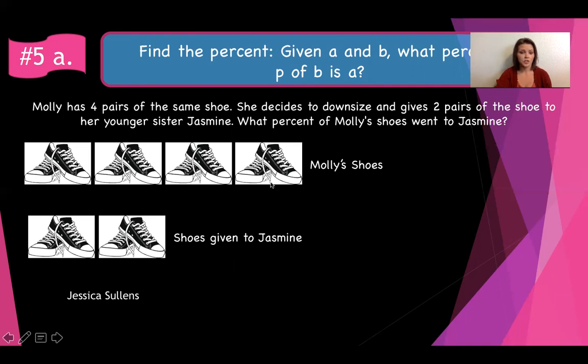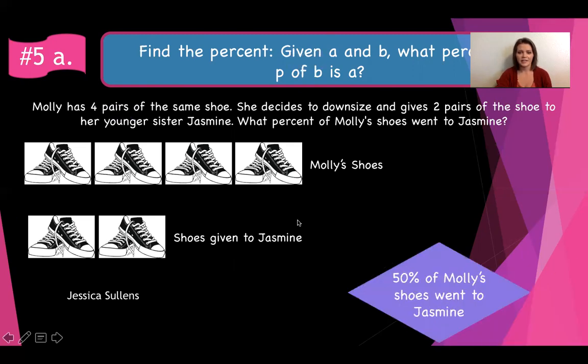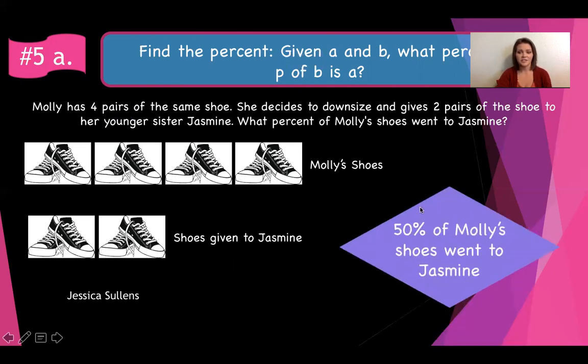So we would do 2 over 4. We had 4 starting out, so 4 goes in our denominator, and then our numerator was 2. So 2 over 4, or 50%, is the easiest way to look at this. 50% of Molly's shoes went to Jasmine.